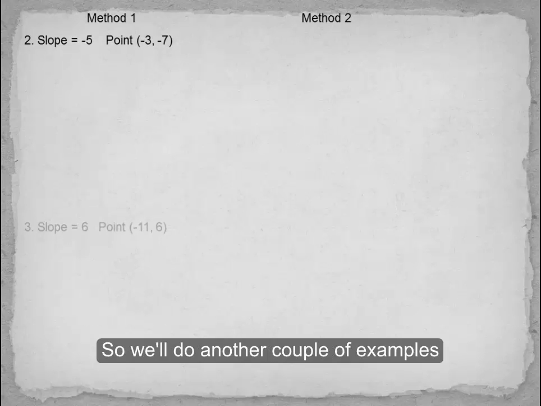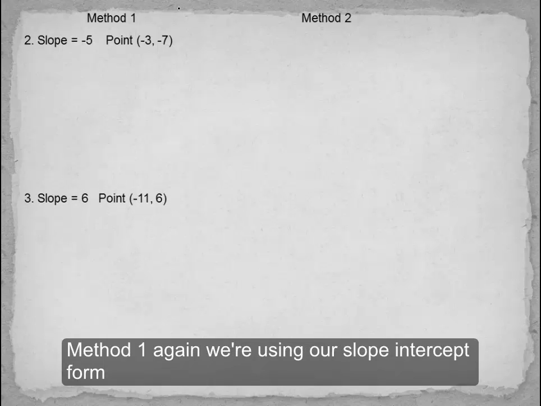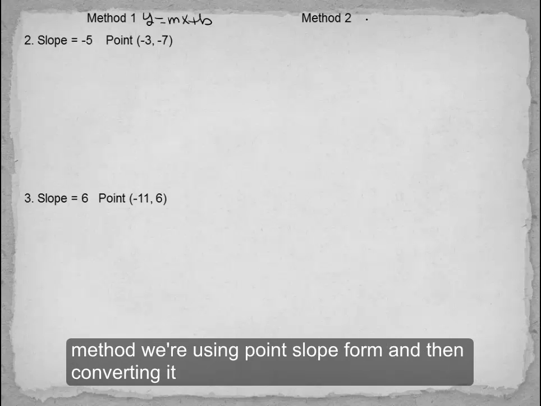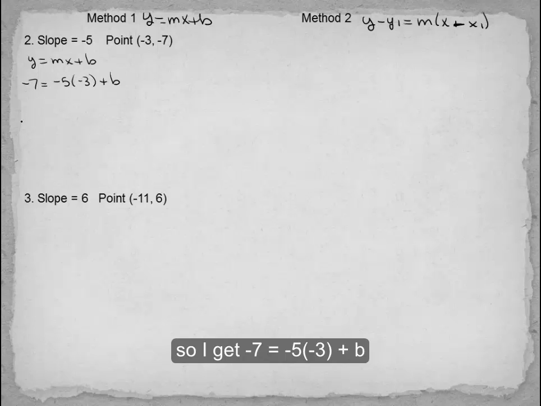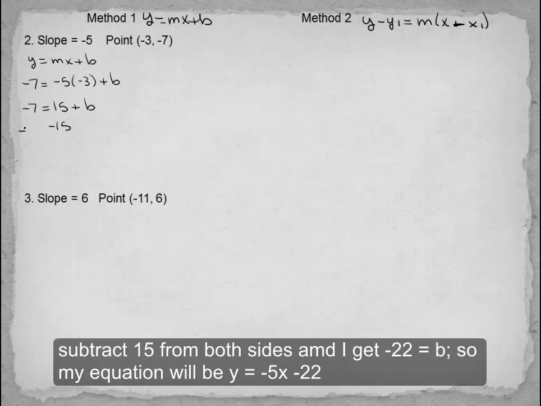So we'll do another couple of examples. Method 1, again, we're using our slope-intercept form. Method 2, we're using point-slope form and converting it. Okay, so y equals mx plus b. So I get negative 7 is equal to negative 5 times negative 3 plus b. Negative 7 is equal to 15 plus b. Subtract 15 from both sides, and I get negative 22 is equal to b. And so my equation will be y is equal to negative 5x minus 22.